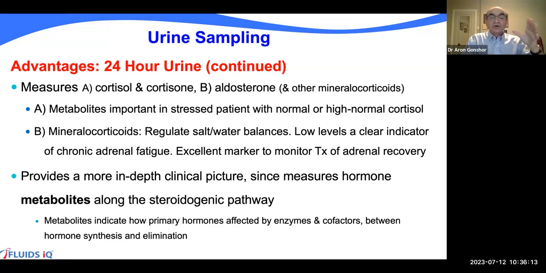The mineralocorticoids, extremely important, as I said, for regulating salt-water balance, etc. So it provides a more in-depth clinical picture since it measures the hormone metabolites along the various pathways. And that's going to tell you how the primary hormones are being affected by enzymes, cofactors, remember the liver. So you get to know what's going on between the synthesis of the hormones and their eventual elimination.